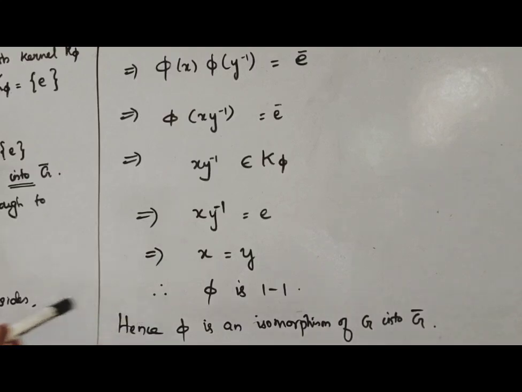Therefore, phi is 1-1, because we assumed phi of x is equal to phi of y implies x is equal to y. Hence, phi is an isomorphism of G into G bar. Hence, the corollary.